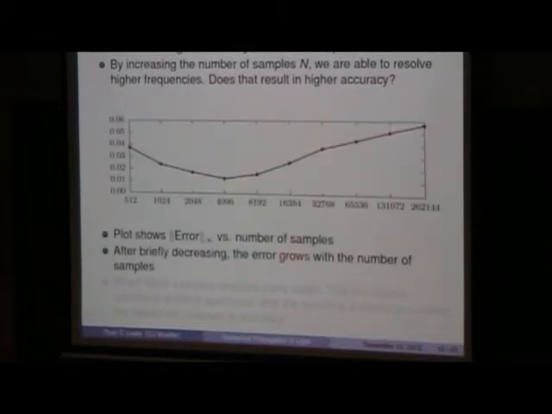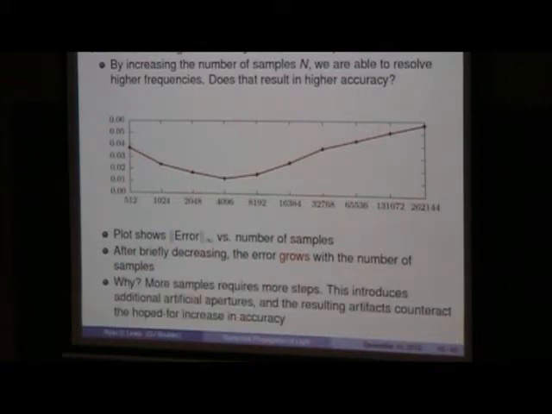Unfortunately, that's not the case. Here I'm showing you the plot of the error versus the number of samples. As you double the number of samples, at first the error does go down. But eventually, it starts growing with the number of samples, which is counterintuitive to say the least. What's happening here is that as you introduce more samples, that Z max, the maximum step size, becomes smaller. You have to take more steps, which means you have to introduce more of these artificial square apertures. Eventually, the artifacts caused by these square apertures counteract the hoped-for increase in accuracy you wanted by introducing more samples.